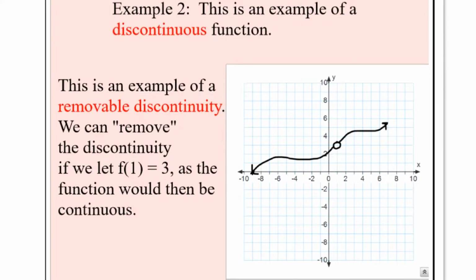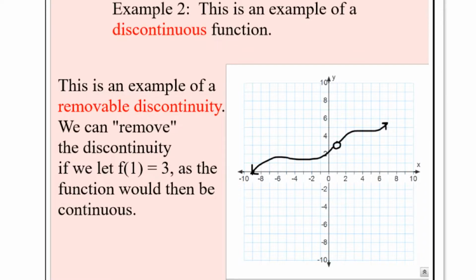All right, so here's a second example, which is showing you an example that is not continuous, which is called discontinuous. So here's an example of what's called removable discontinuity. Why is it called removable discontinuity? Well, first of all, there's a hole in the graph. So remember that. If there's a hole in the curve, it's called removable. The reason it's called removable is because we can actually remove the discontinuity.